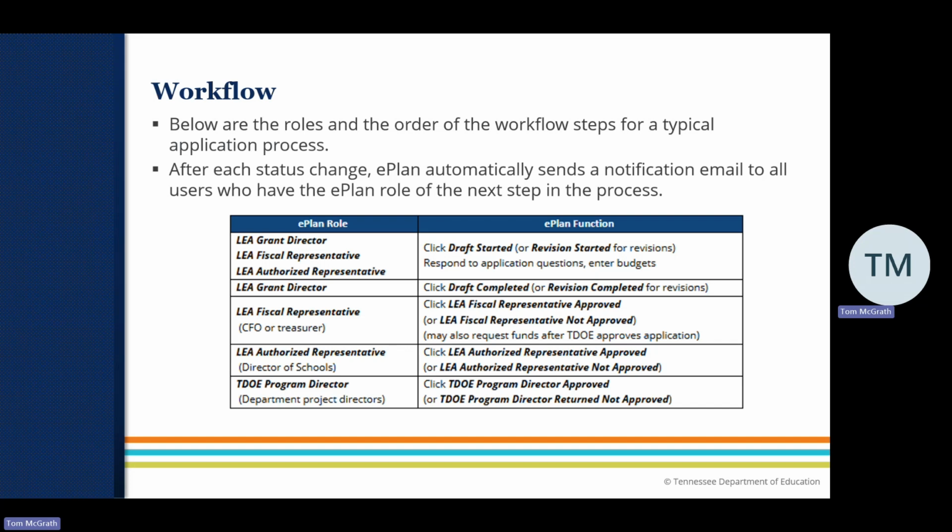One contact can serve more than one role. For example, the LEA Grant Director and the LEA Authorized Representative may be the same contact, but to ensure appropriate internal controls within your school, at least 2 different staff members should be listed as approvers.